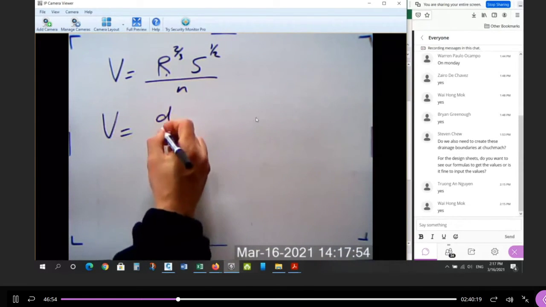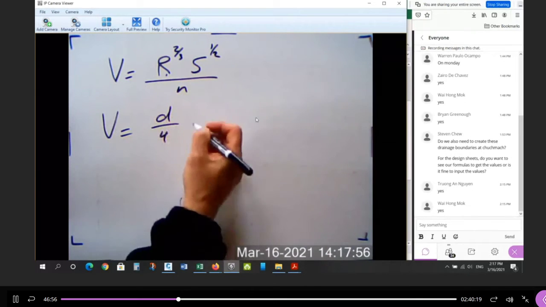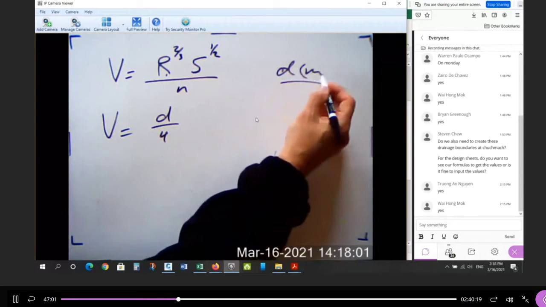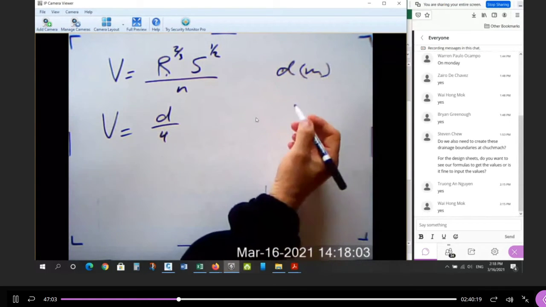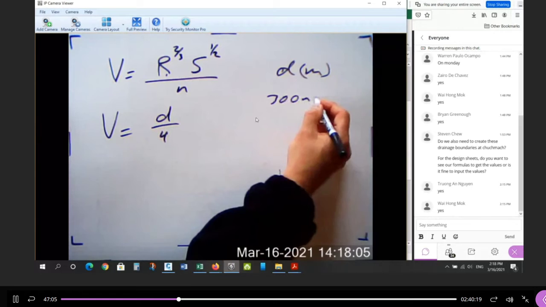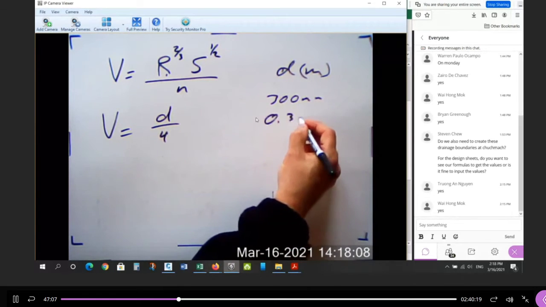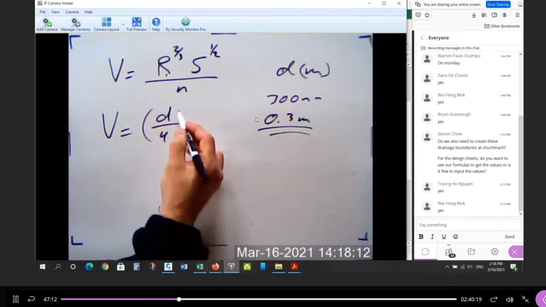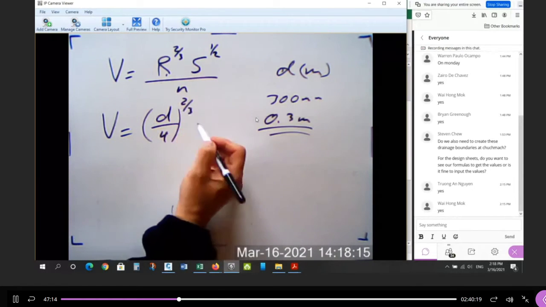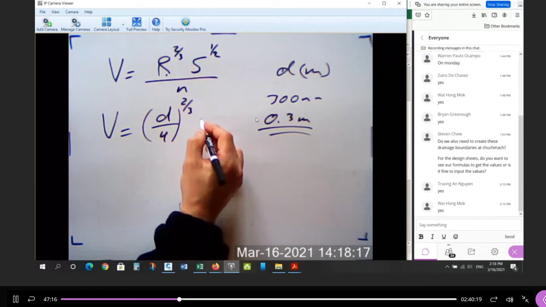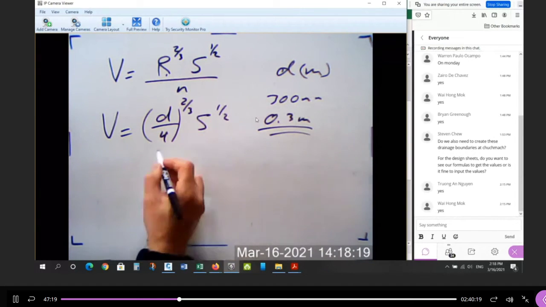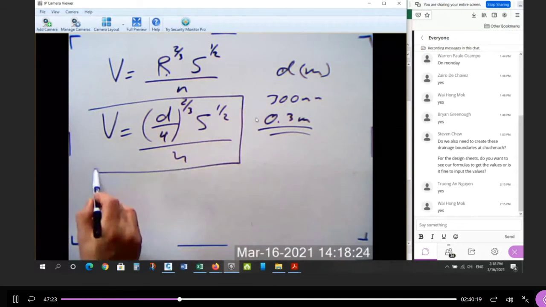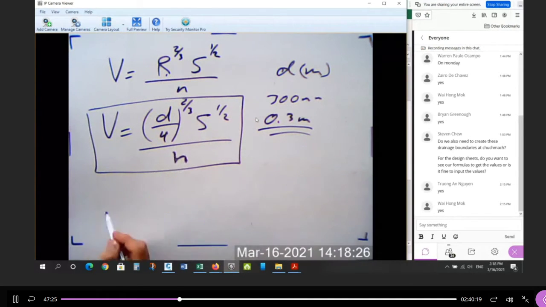So the velocity is equal to D, the diameter, divided by 4. Oh, and the diameter has to be in meters. If you have a 300 millimeter pipe, you have to use 0.3 meters. So we take D over 4, D in meters, to the exponent 2/3 times the slope to the half, divided by n. Okay, so that's the formula for velocity if you have a circular pipe.